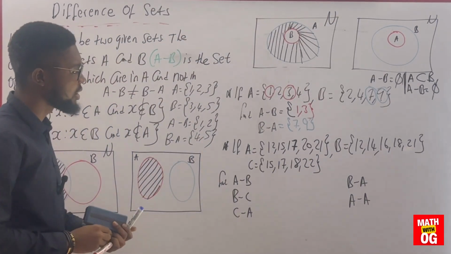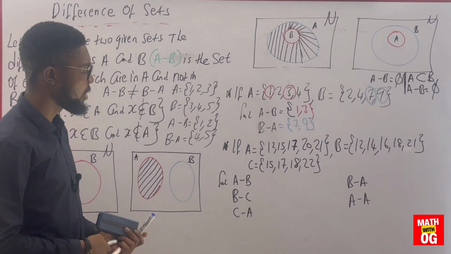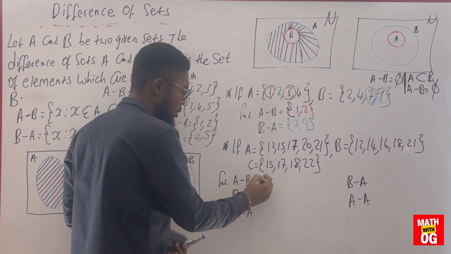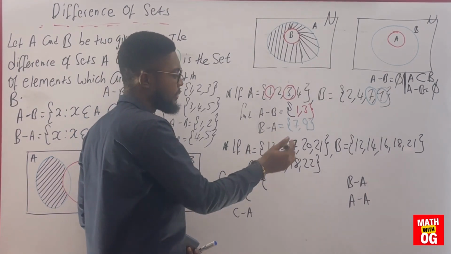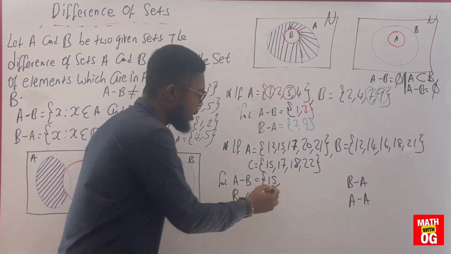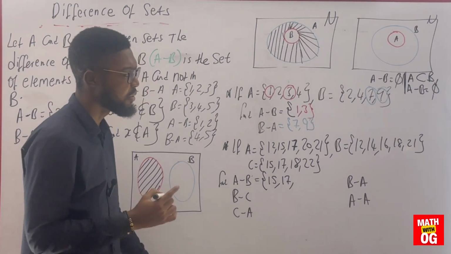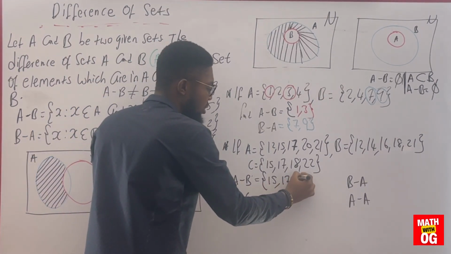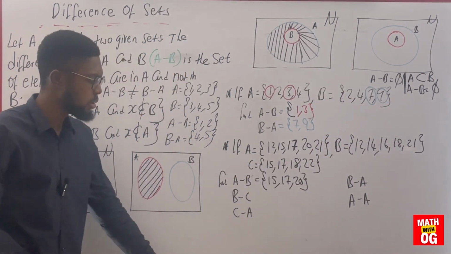We are given sets A, B, and C. A minus B, everything in A that is not in B. 12 is in A, 12 is in B. 15 is in A, 15 is not in B, so we have a 15 here. 17 is in A, I don't have a 17 in B, so I'll put a 17 here. 20 is in A, I don't have a 20 in B, so I'll put a 20 here. So that's the answer, because 21 is in A and we have a 21 in B.